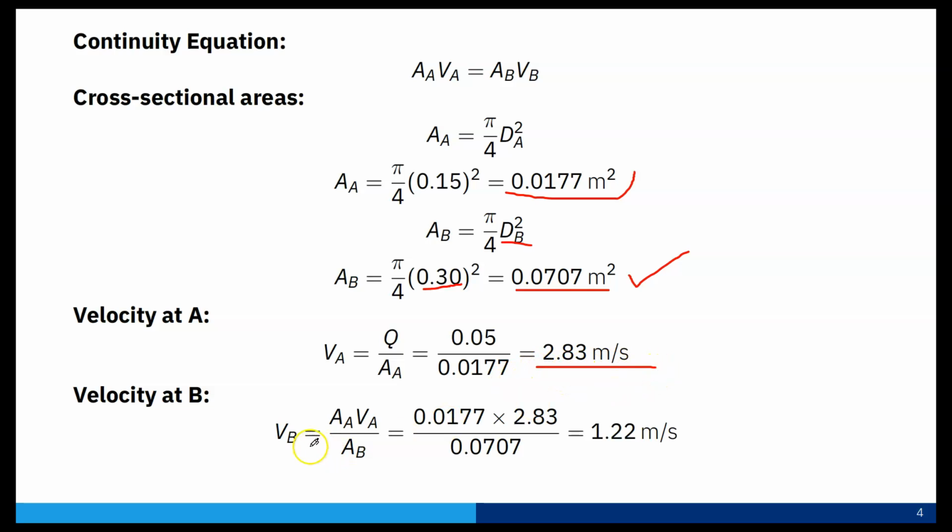second. And VB is AA VA by AB, 0.0177 into 2.83 by 0.0707, that is 1.22 meter per second. So we know VA and VB.